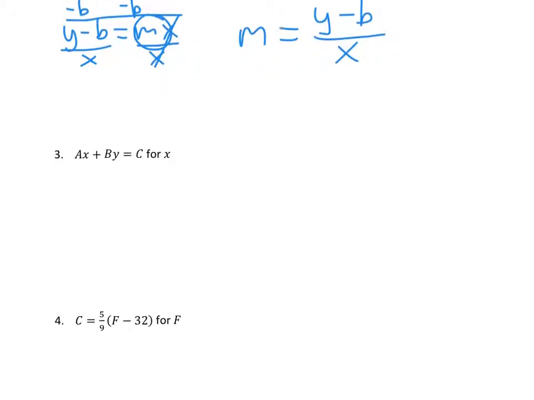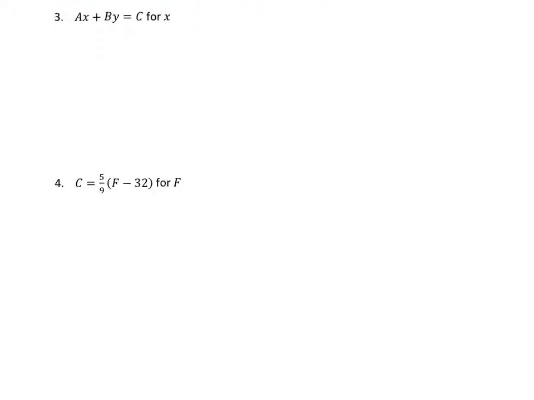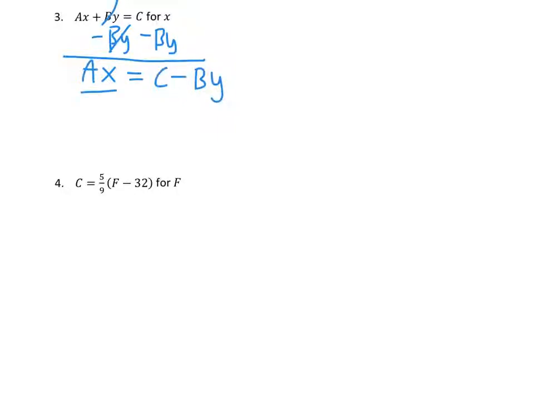In the next example, we have ax plus by equals c, and we're trying to solve for x. So first we isolate the term that has the x in it, which is ax. So we'll subtract the by from both sides of the equation. That means they'll cancel out over here and just give us ax. And on the right side we'll have c minus by. And then to get the x alone, we'll divide by a on both sides of our equation.